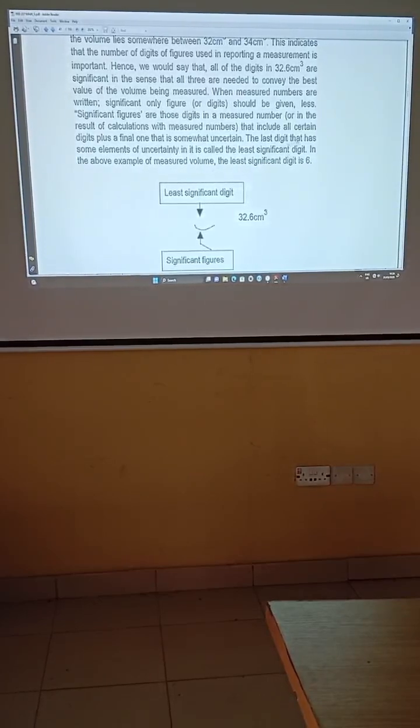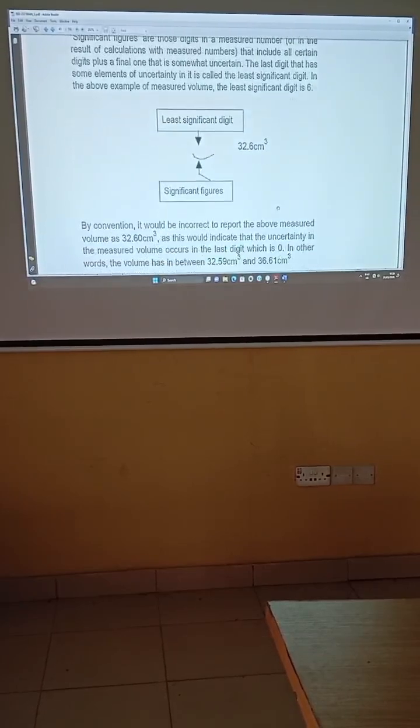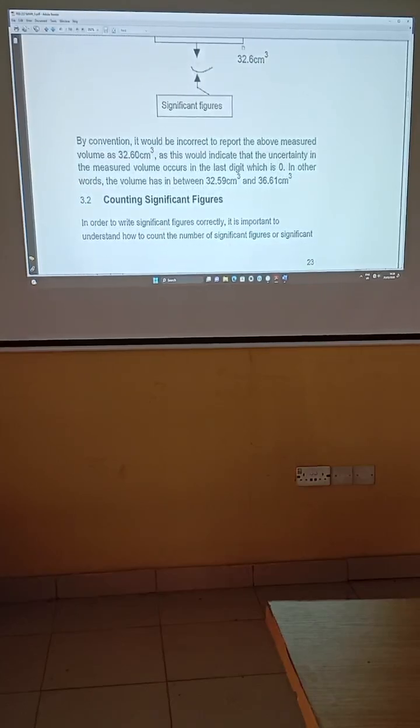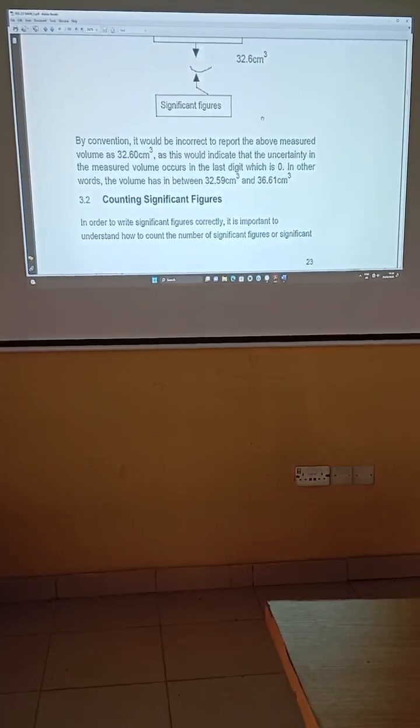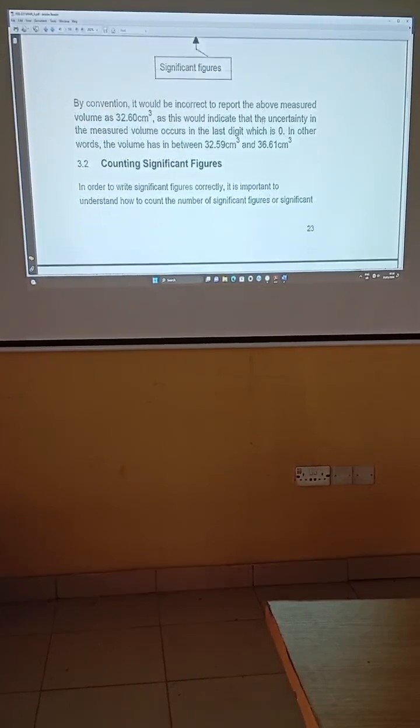Basically, the last digit that has some element of uncertainty in it is called the least significant value or digit. It is least significant. In the above example of measured volume, the least significant digit is 6. It is obvious, which is the last digit. Of course, we can often refer to 32 as more significant.